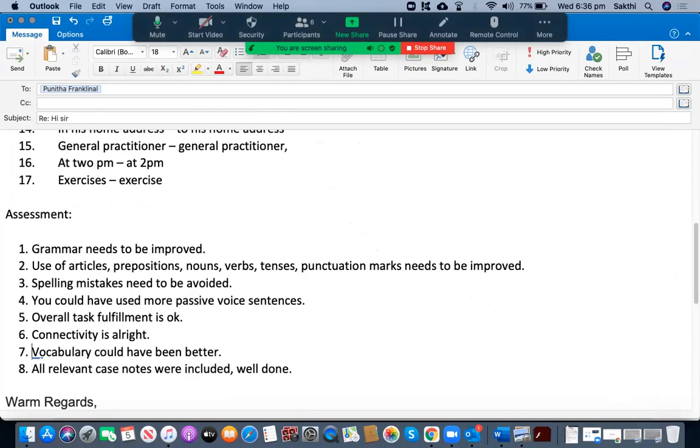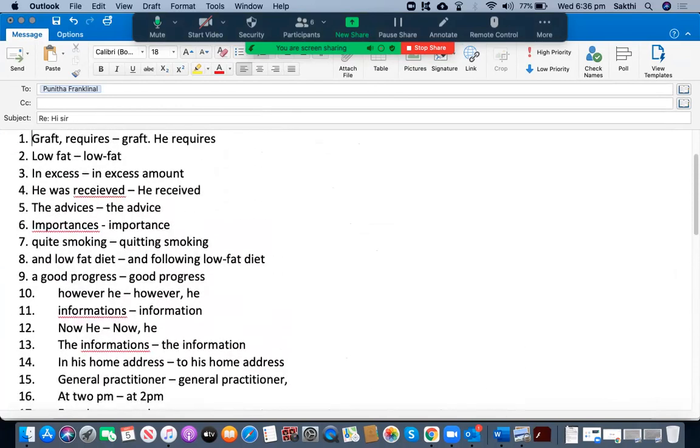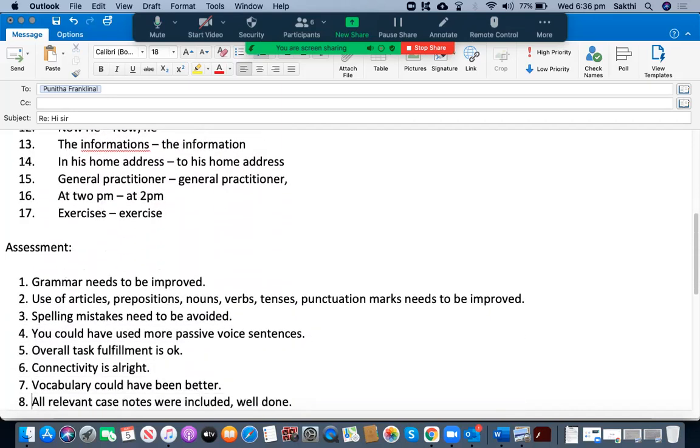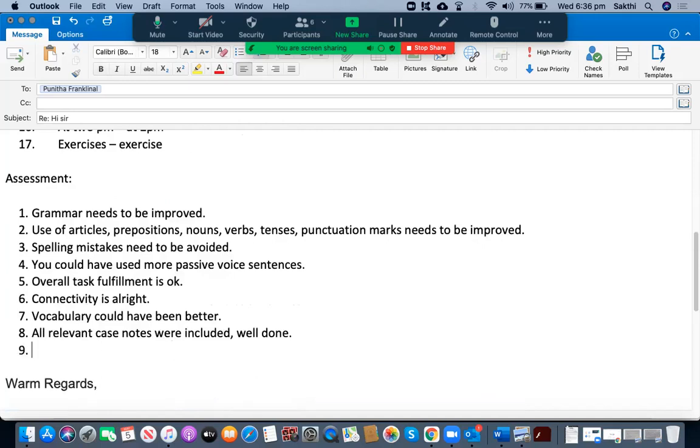But the problem is, let me go through the problems. Some sentences are incomplete, as I already mentioned. The first sentence in the introduction paragraph is incomplete. Some sentences are incomplete and incorrect, which is not good because they actually damage your score. You need to be a bit careful about that.